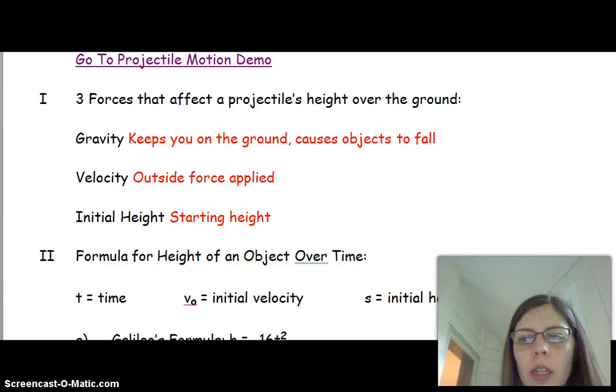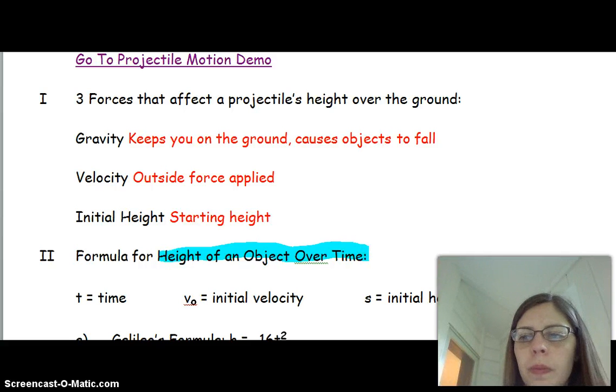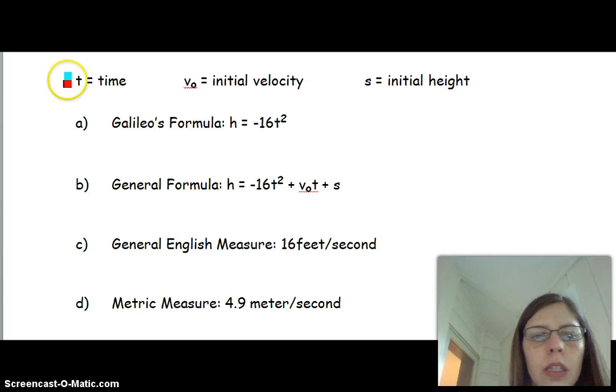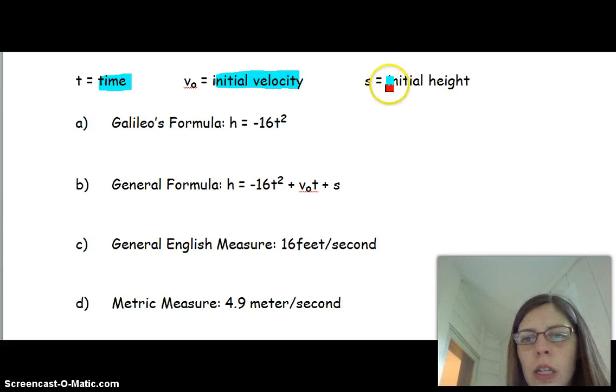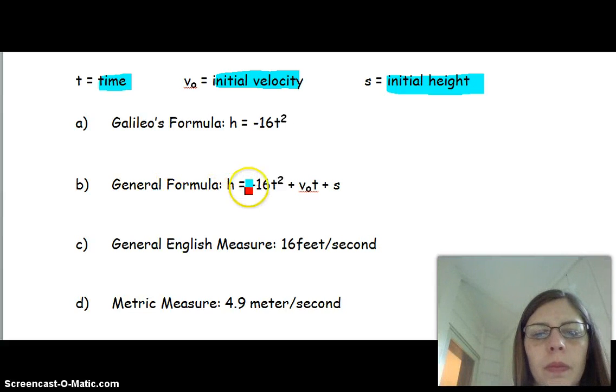The next thing, step 2, is we're going to talk about the formula for height over an object. And I would maybe highlight that. So the formula for the height of an object over time. And what those things stand for here is T equals time, V0 is the initial velocity, and S is the initial height. And you'll see that in the second example here.